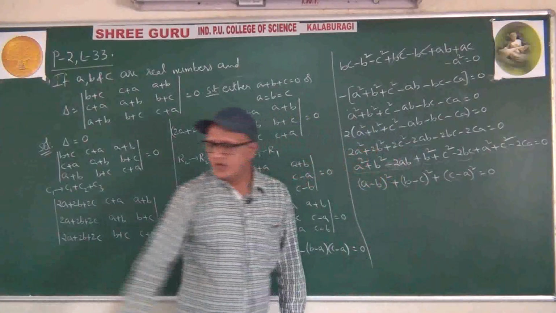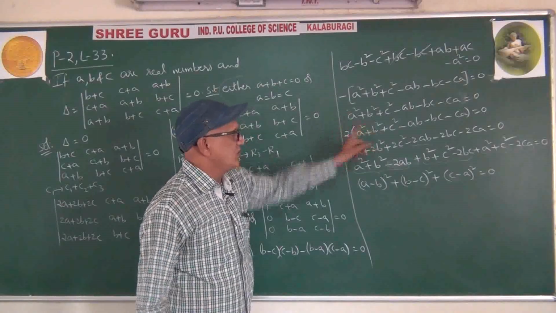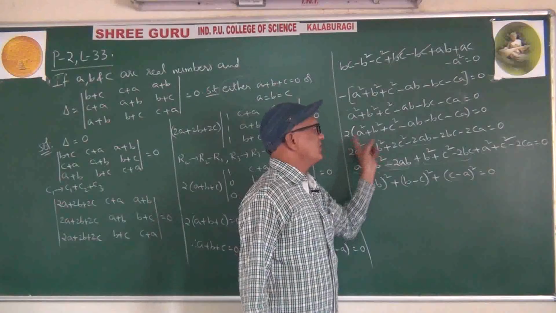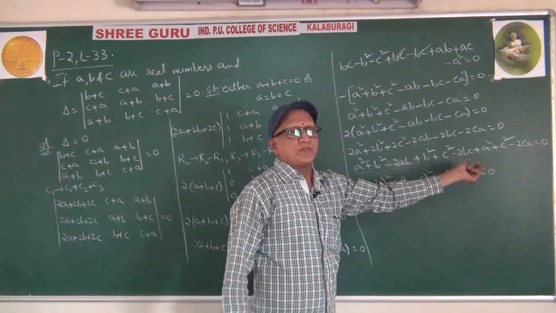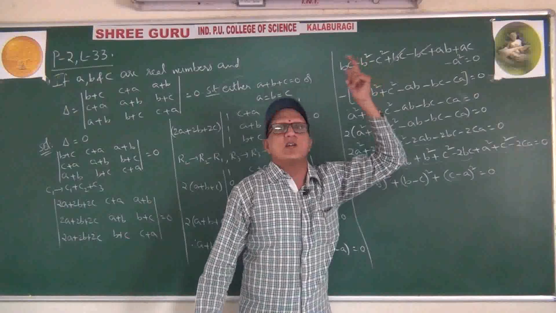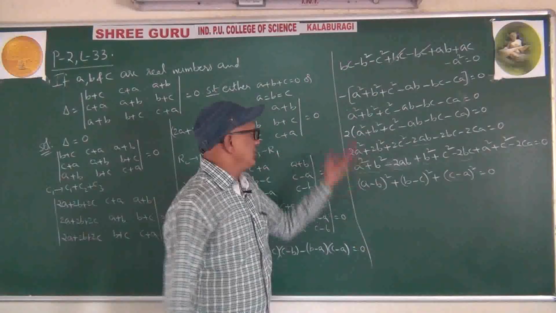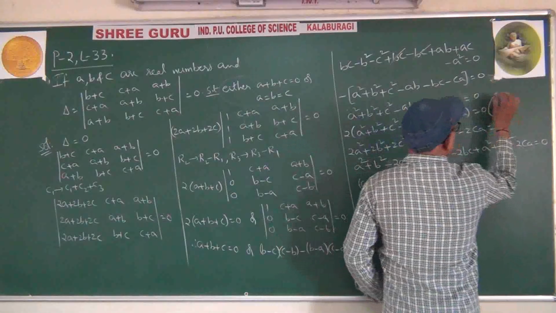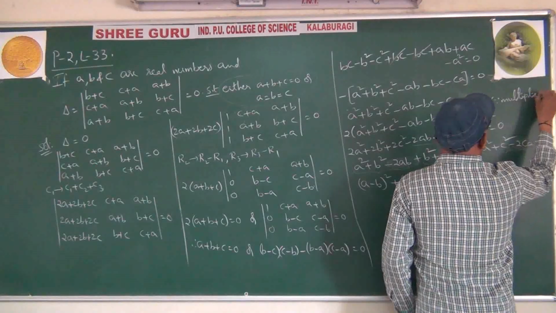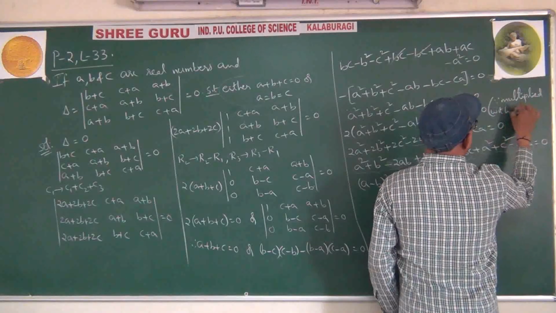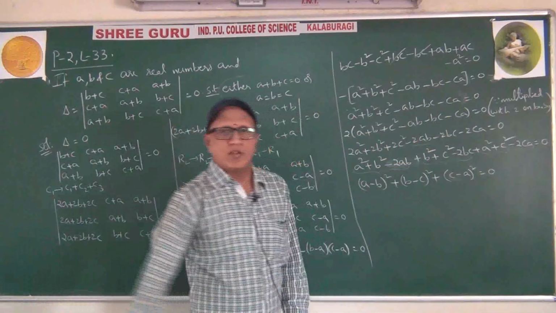Did you understand why we multiplied with 2 now? We want 2 times a square, 2 times b square, 2 times c square, 2 times ab, 2 times bc, 2 times ca. Then only we can write like this. Because of that reason we multiplied with 2 on both sides. You may get doubt at the time of preparation. Since we multiplied with 2 on both sides.